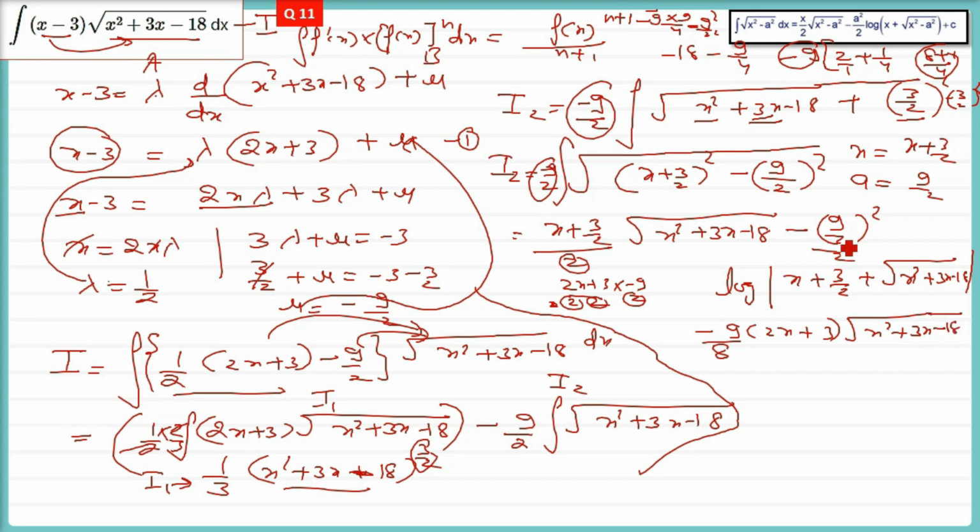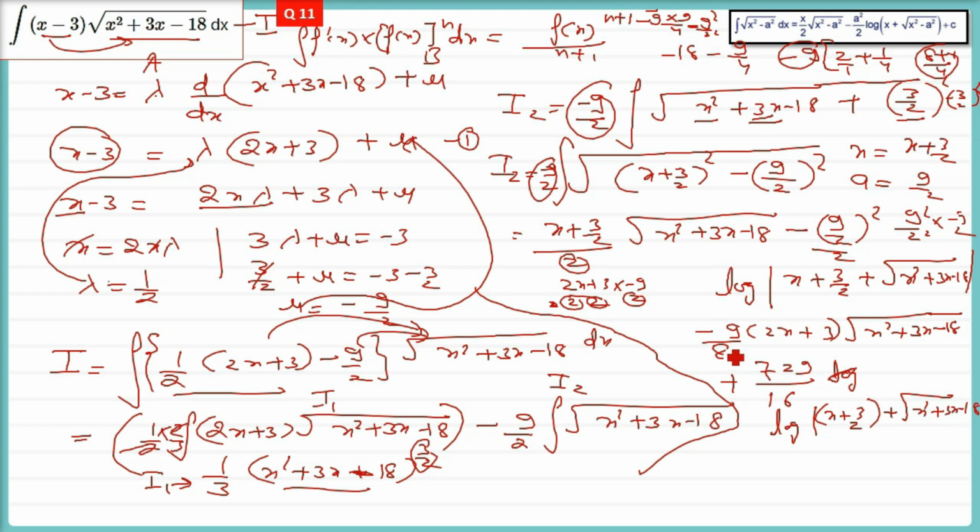Now this is negative 9 by 2 whole square. So this will be 9 square by 2 square multiplied by negative 9 by 2. So 9 times 9 is 81, 81 into 9 will be 729. And since negative 9 by 2 is multiplied by a negative term, it will be plus. So plus 729 divided by what is there in the denominator? 2, 2 square, 2, so it will be 16. Followed by log, and then we have x plus 3 by 2, which is x here, plus the same term, which is under root x square plus 3x minus 18.